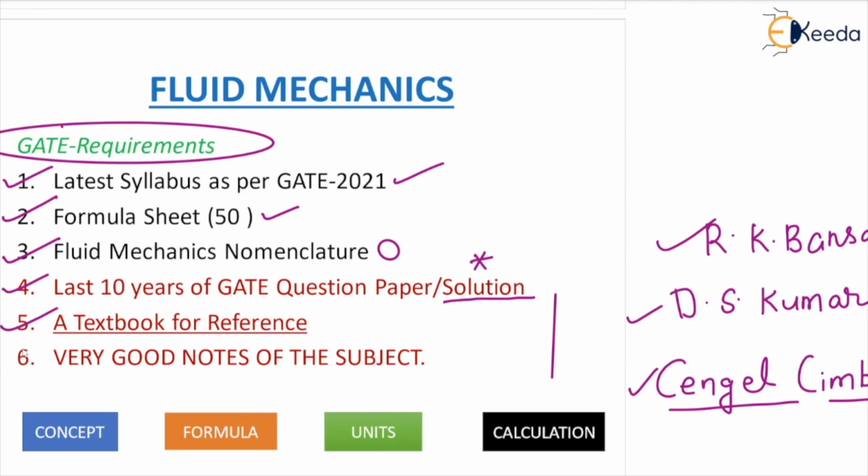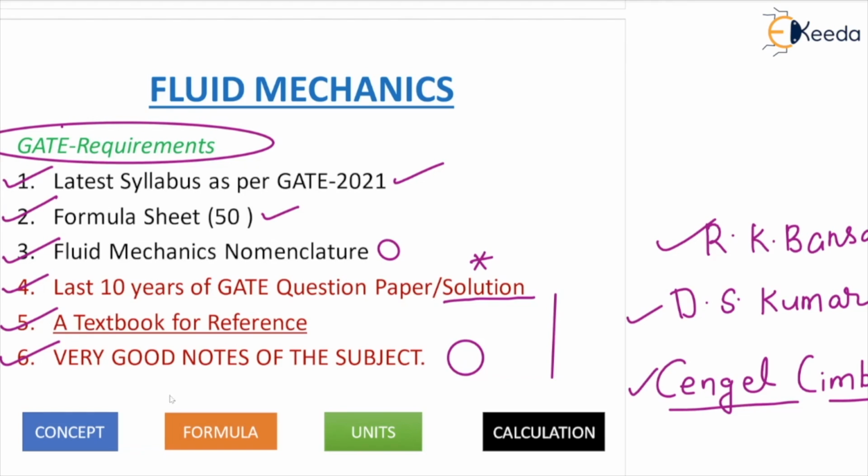And the last one is very good notes of the subject. What is the meaning of this point? Actually, you should have very good notes. Very good notes here means the concepts must be clear from those notes. You can get them from the engineering college or from your GATE instructor, or some students have the habit of making their own notes. So try to make concentrated, very good notes of each and every concept or topic mentioned in the GATE syllabus.